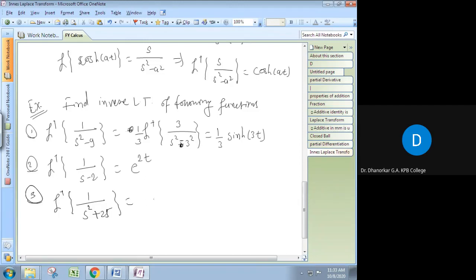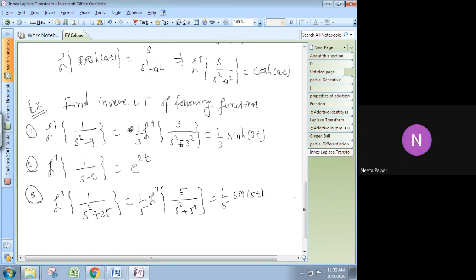Again here, I will write L inverse of, this is in terms of sine because the numerator is considered constant and this is s square plus 25, then surely this is for sine. I will write this as 5 divided by s square plus 5 square. Now I am multiplying by 5, therefore we have to divide by 5. This is nothing but 1 by 5 into sine of 5t.